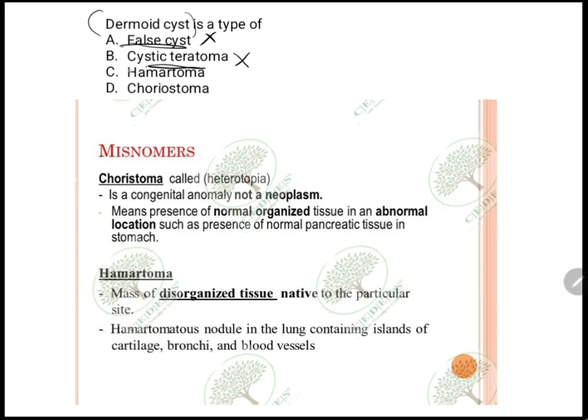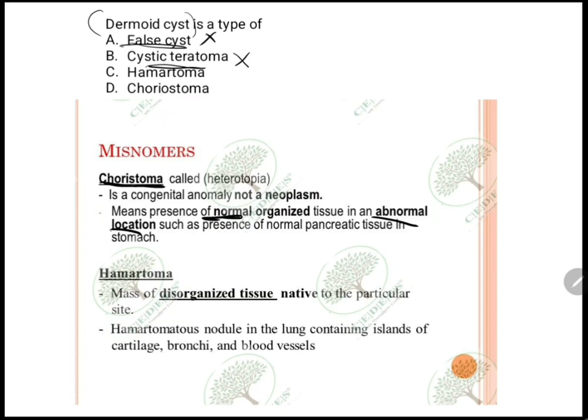Now hamartoma and choriostoma, just don't get confused between the two. A choriostoma basically means that it's an accumulation of cells which are normal, or well organized, but not in the right location. For example, in the stomach, there will be an accumulation of pancreatic cells. If that occurs, that will be a choriostoma. The cells are well organized, but they do not belong to that particular organ. So they are located in the wrong place. So it's basically normal tissue in an abnormal location. So just remember that, normal tissue in an abnormal location.